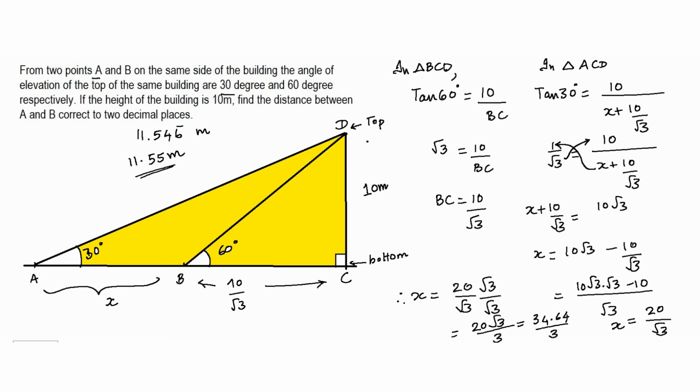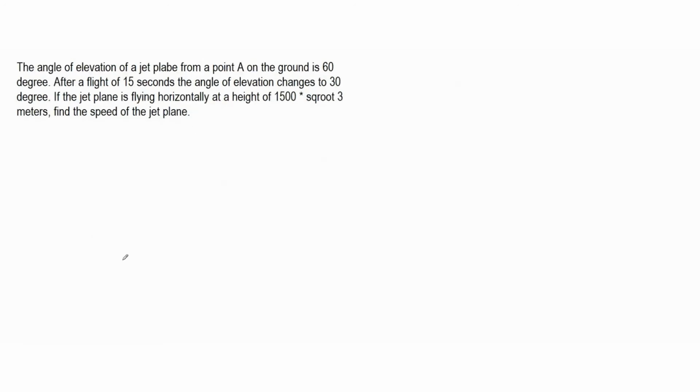Moving on to the next question. Let's take a look at the following question. The angle of elevation of a jet plane from a point A on the ground is 60 degrees. So this is the ground. There is a jet plane right over here. This is the jet plane. And from a point on the ground, the angle of elevation is observed to be 60 degrees. So this particular angle is 60 degrees now.